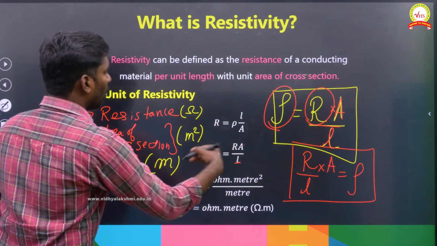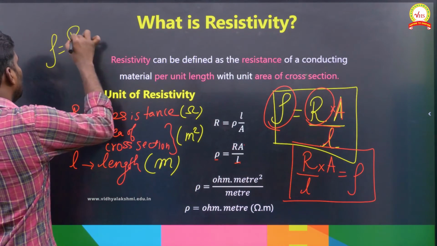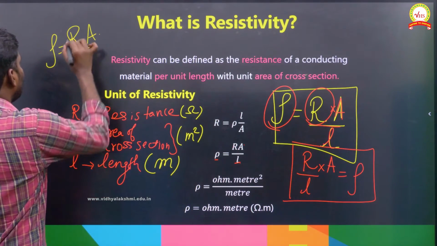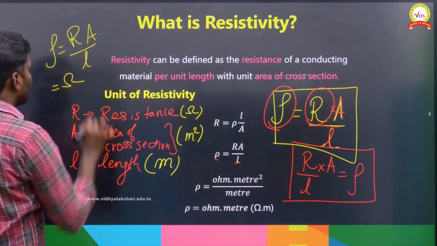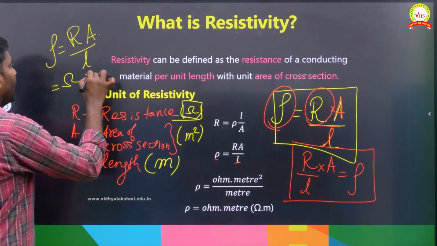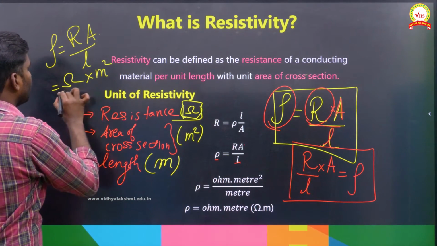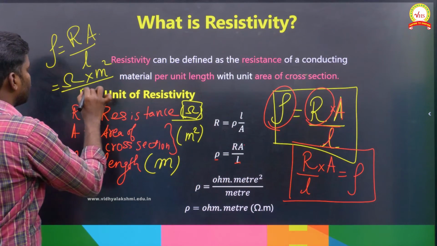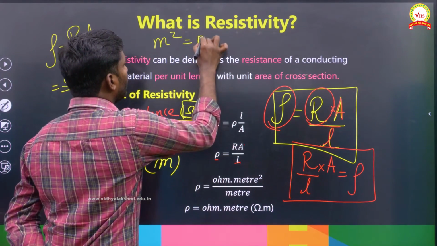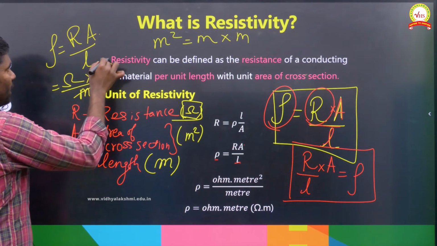So if you substitute all the things over here, what is the final formula we have? Rho is equal to R A by L. In place of R, we are going to substitute ohm. Why? Because R means resistance, and the unit of resistance is ohm. In place of area, we substitute meter square. A stands for area, so meter square. In place of length, we substitute meter. We know that meter square is nothing but meter into meter. So I can cancel one m over here and another m over here.